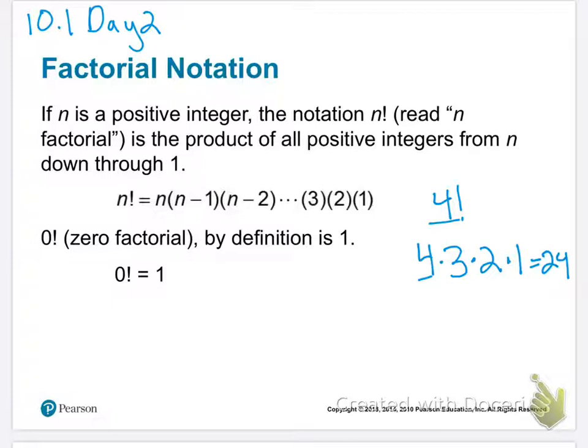The thing to remember is that 0 factorial is going to be 1. This is a big thing that we use. So when you see that, it's not going to be 0, it's going to be 1. Again, feel free to pause it to make sure you get these notes down.